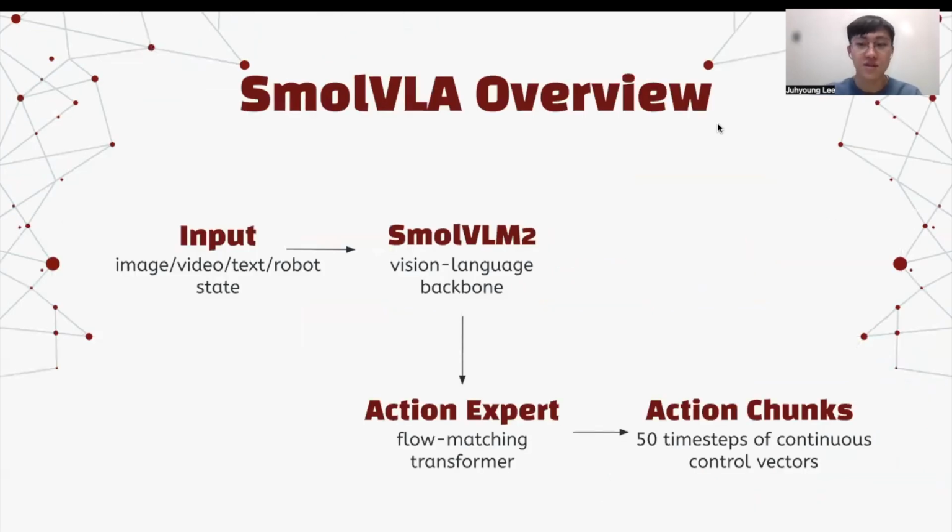This is a high-level picture of SmolVLA. SmolVLA is a vision language action model, which takes in multimodal inputs such as images, video, text instructions, and the robot's own sensory motor states. These go into SmolVLM2, a vision language backbone that encodes everything into a compact feature representation. Then these features are passed into the action expert, which is also a transformer. On each forward pass, it produces an action chunk, a sequence of 50 time steps of continuous control vectors that map to actual robotic actions.